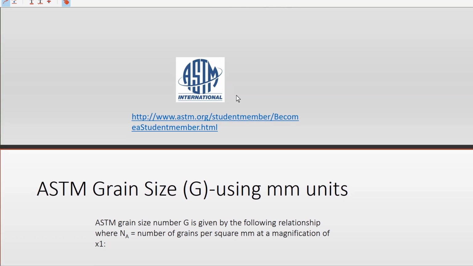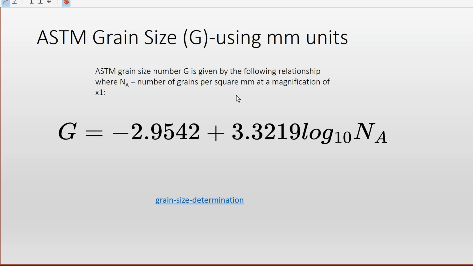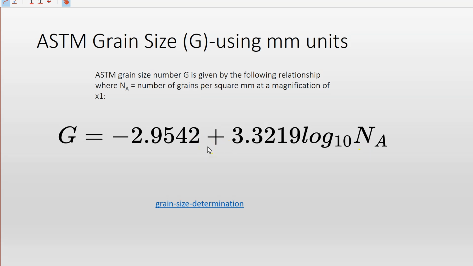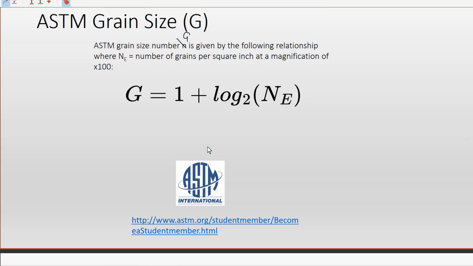Now it's more typical to have markers on our micrographs that are in micrometers or millimeters. So in this link here, you can link to the original standard definition or description, and you can see that it's also given where Na is the number of grains per square millimeter at a magnification of times 1. So you can easily derive this equation from the preceding definition of G.